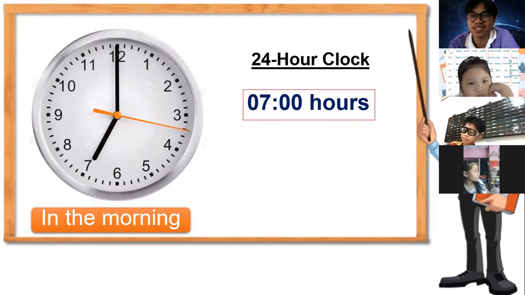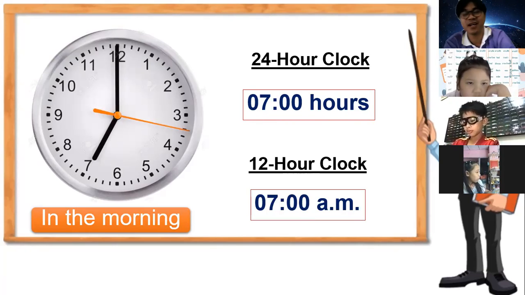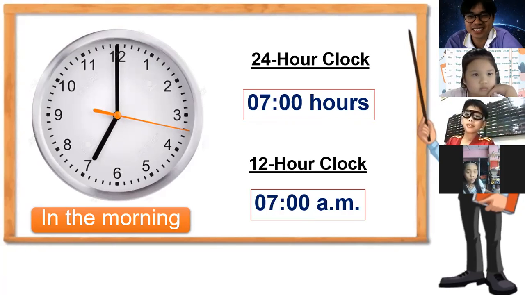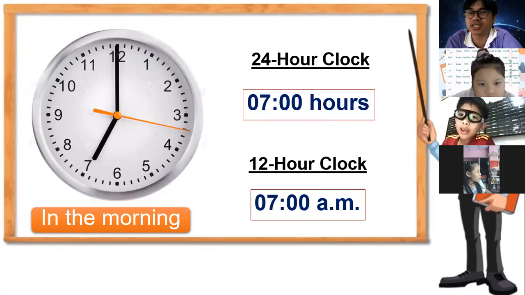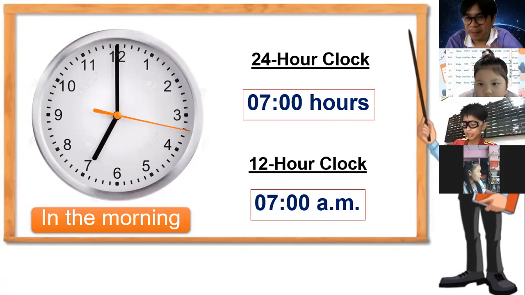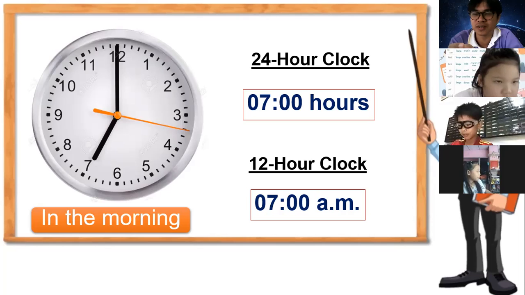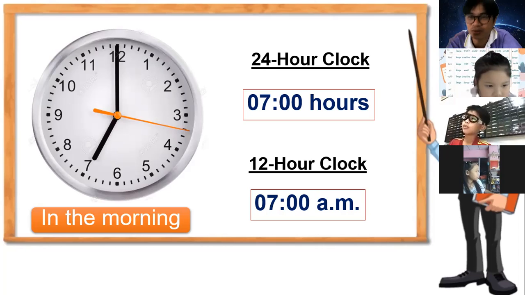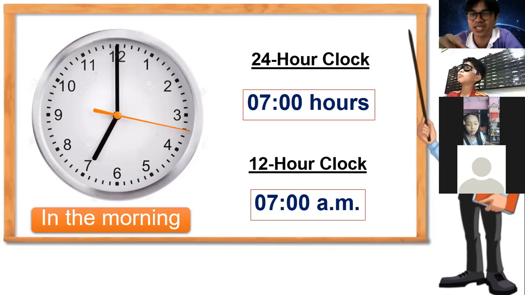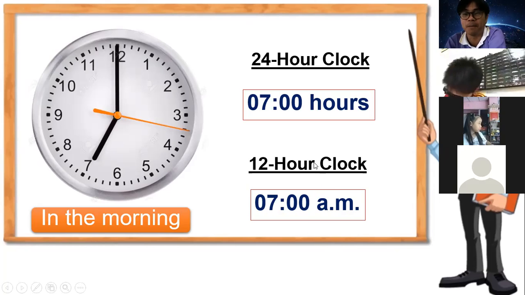If using 12-hour clock, this is 7 o'clock in the morning. This is 7 a.m. Okay? The same, 7, because in the morning the 24-hour clock and 12-hour clock have the same number. But during afternoon and evening, the number changes because the 12-hour clock counts 1 to 12, 1 to 12, while the 24-hour clock counts 1 until 24. Okay, very good. This is 700 hours or 7 a.m., 7 o'clock in the morning.